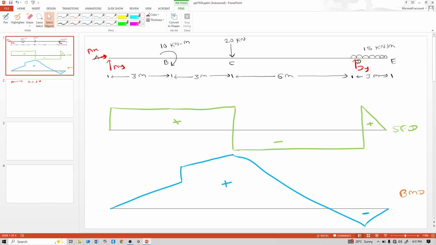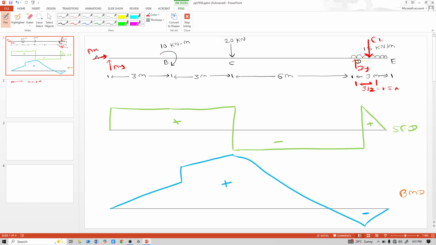So first convert this 15 kN per meter UDL into a point load. This 15 kN per meter acts over a 3 meter distance. Where does this point load act? It acts at the center of this DE portion, like this. That means from point D, the distance is 3 by 2, that means 1.5 meter.